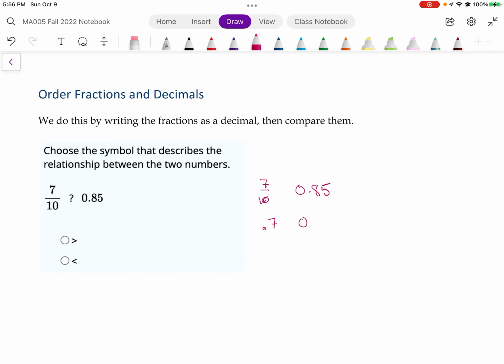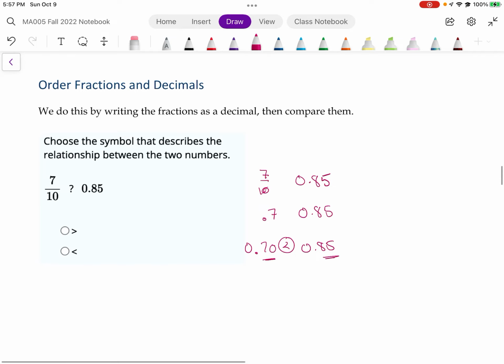So we've got 0.7 and 0.85. 0.7 is like 0.700 or 0.70, however you want to do it. And you can compare that to 0.85 now if that's easier for you. And you can see that 0.7 is smaller than 0.85, so it would have that less than.